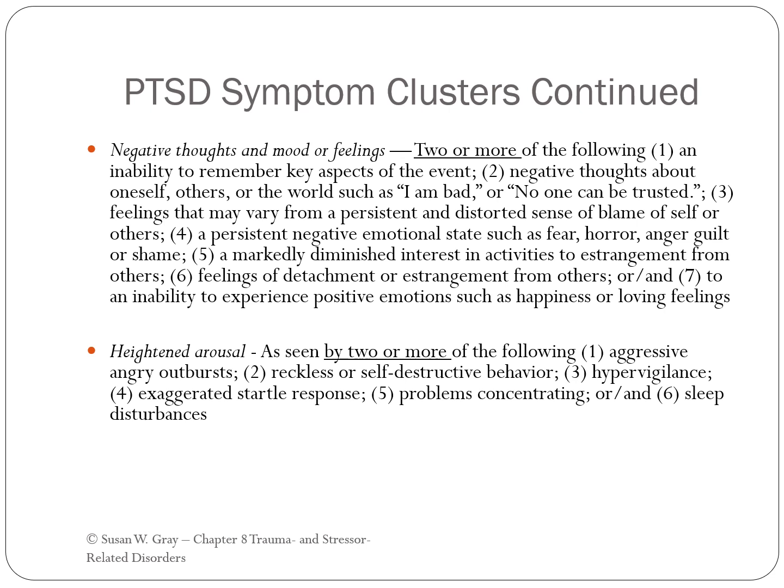Negative thoughts and mood or feelings. You have to have two or more of the following: inability to remember key aspects of the event. Negative thoughts about oneself, others, or the world, such as "I am bad" or "no one can be trusted." Feelings that may vary from persistent or distorted sense of blame of self or others. A persistent negative emotional state such as fear, horror, anger, guilt, or shame.